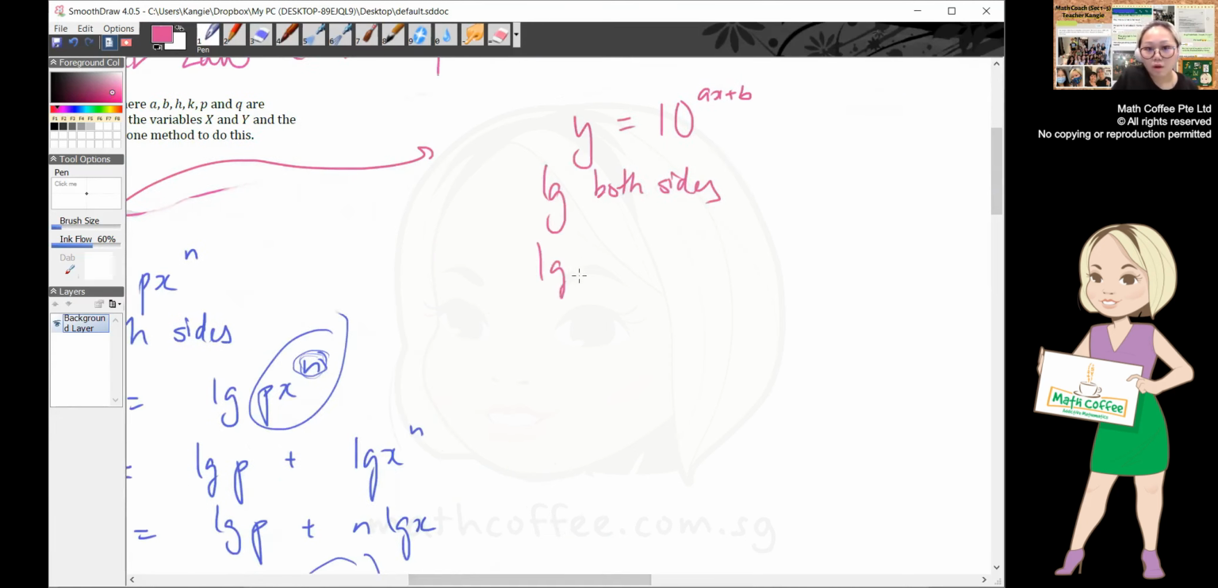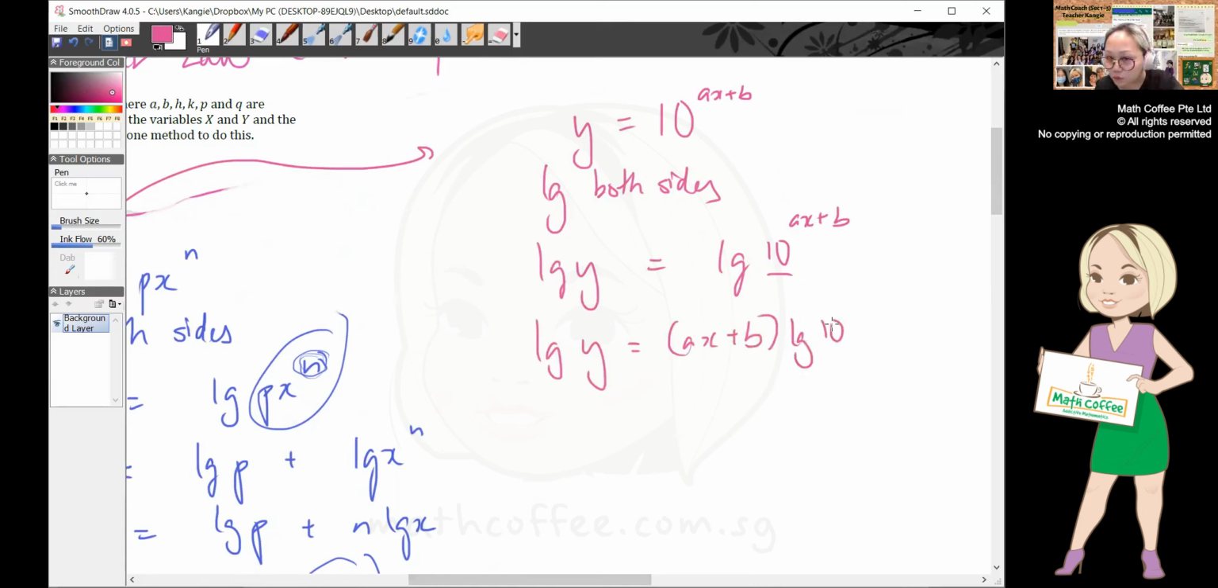Okay, so it becomes log y equals log 10^(ax+b). Then, this one has just one term only, so just bring the power down. So it becomes log y equals (ax + b) log 10. And log 10 is what? Log 10 is just 1. So in the end, you get log y equals ax plus b. Log 10 is 1, so times 1 becomes this. So actually, it's already in the form.